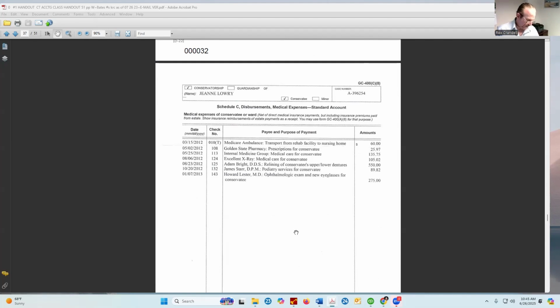Okay, disbursements, medical, anything you might have here. That's just the amount paid by the ward, not the amount of the bill. So if they have a copay, that's what we're talking about, actual money being paid out.